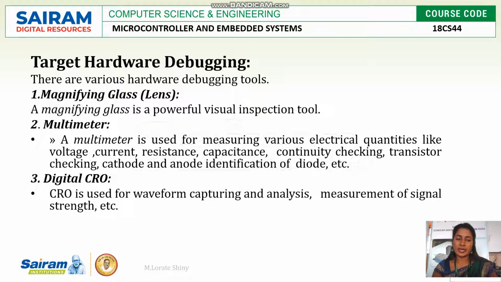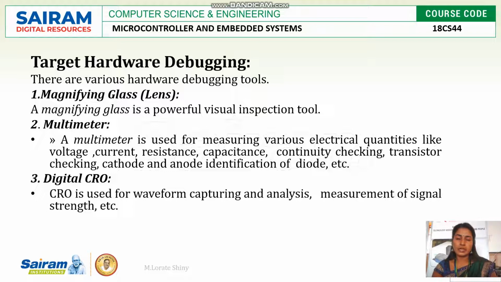First one, magnifying glass. A magnifying glass is a powerful visual inspection tool. With this we can thoroughly check the target boards for dry soldering of components, misplacement of components or misconnections of the components, any crack in the target board, or any signal misconnection in the board. Everything can be identified and rectified using this magnifying glass.